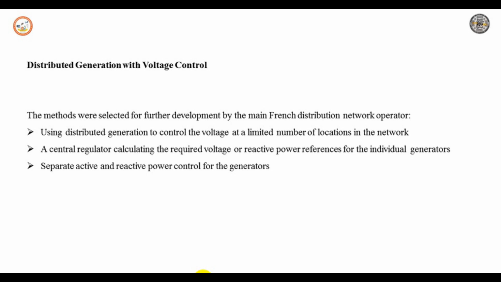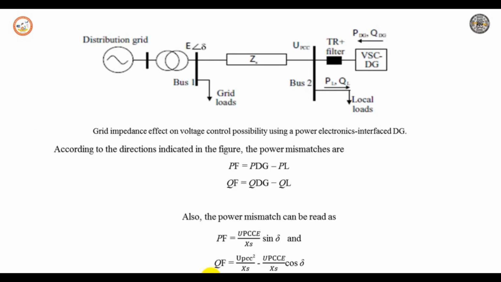Okay. Consider the grid impedance effect on voltage control using a power electronics interface with a DC link, which is shown in the figure. A power electronics interfaced DG unit provides independent control over injected active and reactive powers, which promotes it as a good candidate to accomplish local voltage control.